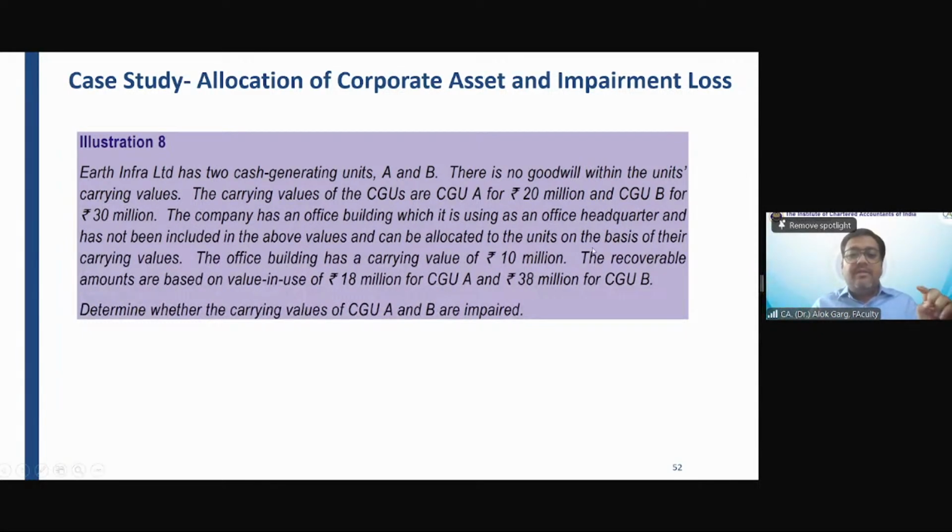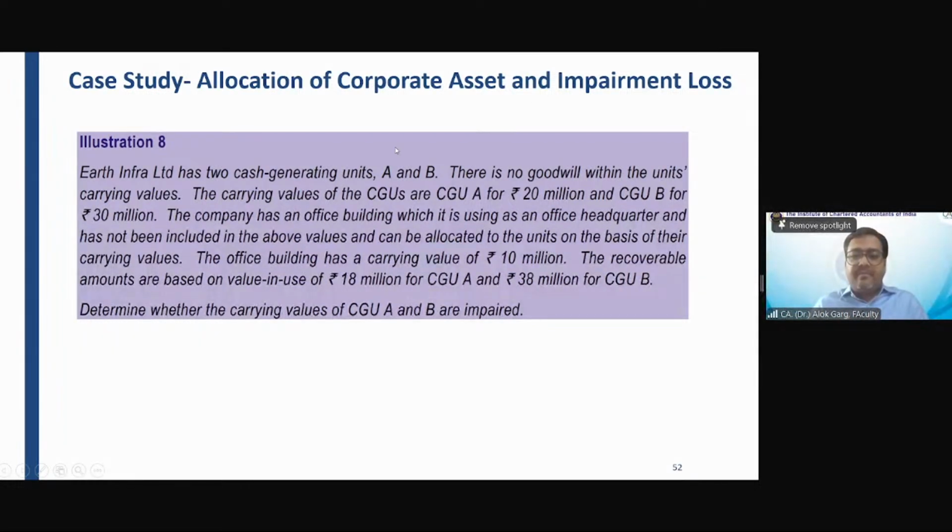The recoverable amounts are based on value in use of 18 million for CGU A and 38 million for CGU B. So recoverable values are also given. You need to determine whether the carrying values of CGU A and CGU B are impaired. So this is a question on allocation of corporate assets.